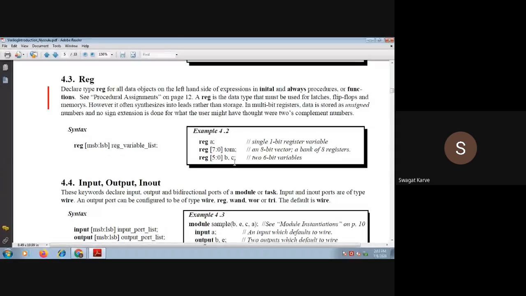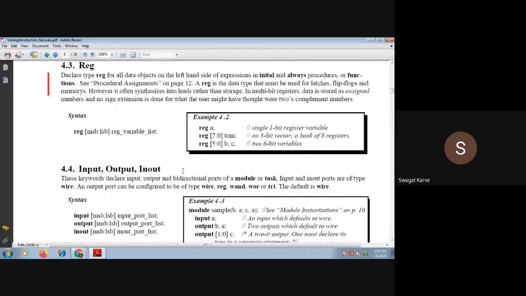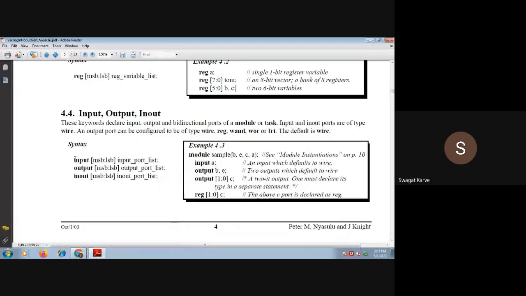Each one is of 6 bit. So in this way, you can use this register data type. Now next one is input, output and in-out. Similarly, in the same way that we have used in VHDL. Input, then you have to mention MSB as to LSB and input port list.